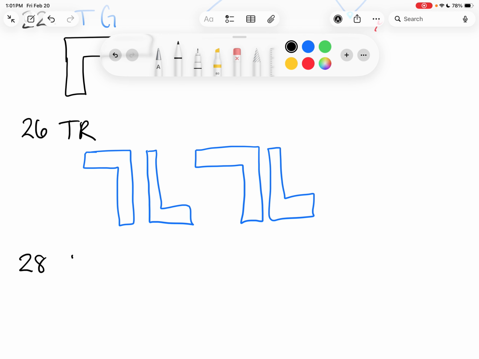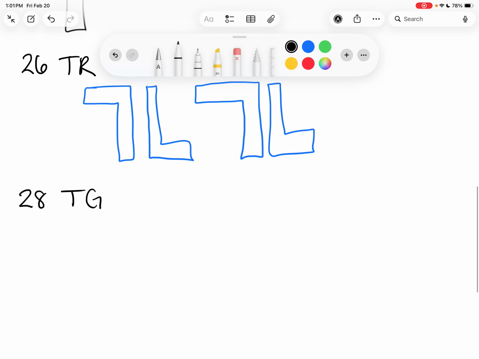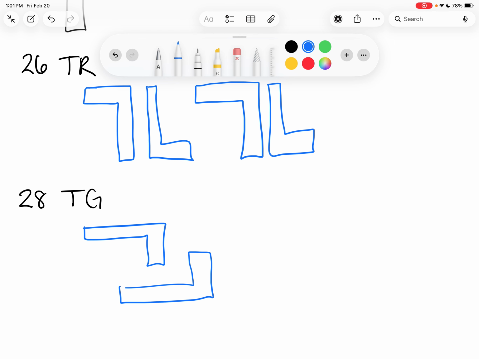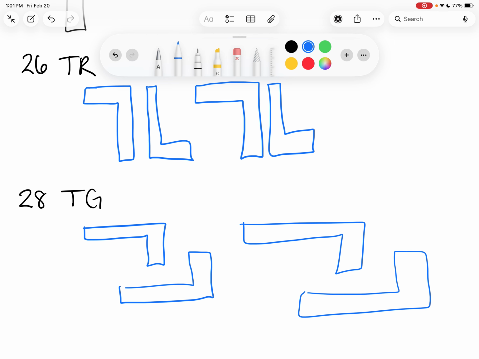28 is TG. So this one is a translation and a glide reflection. So this could be something like this. That would take care of that, and then I could obviously repeat it. That was not good. So like that, and then up like that again.